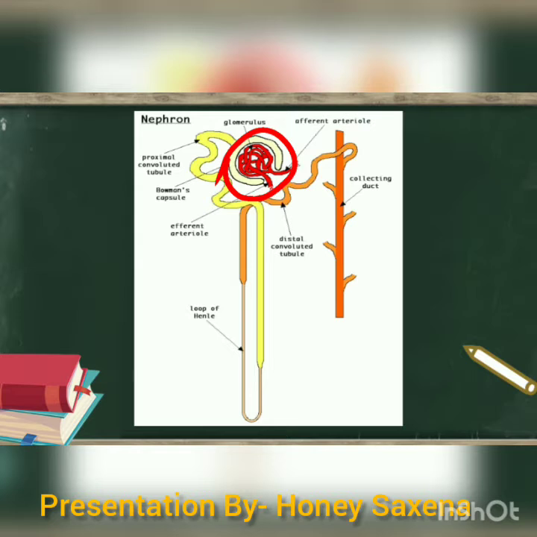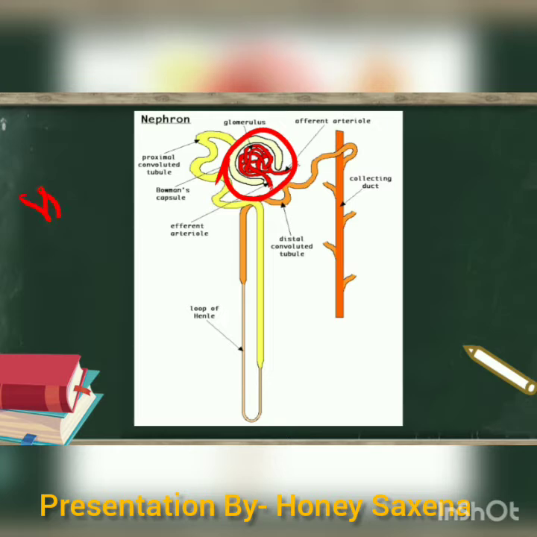And what is a nephron? Nephron is the filtration unit of the kidney, and it is composed of two main parts, that is renal corpuscle and renal tubule. Now glomerulus and Bowman's capsule together are called the renal corpuscle.